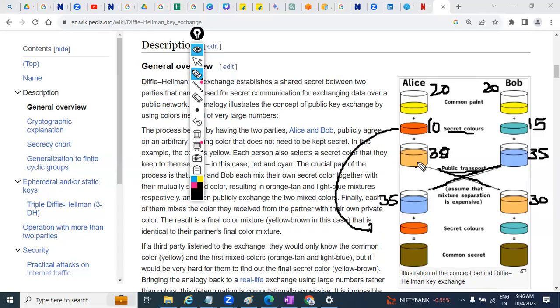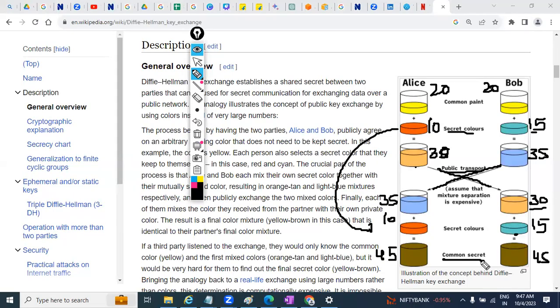Added its secret key, which is what? 10, and then it becomes 45. This is 30, a mixture of this, and added this color, which is 15. Added 15 here. That again becomes 45. So on both sides now we have a common key here.